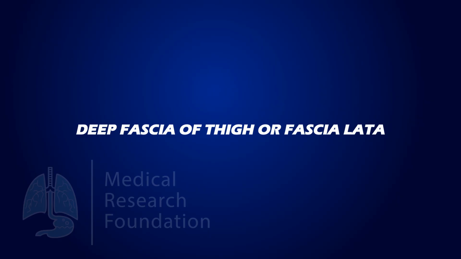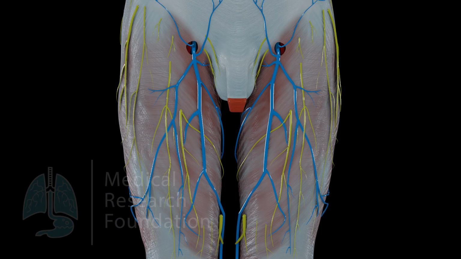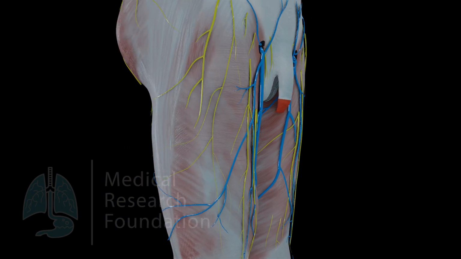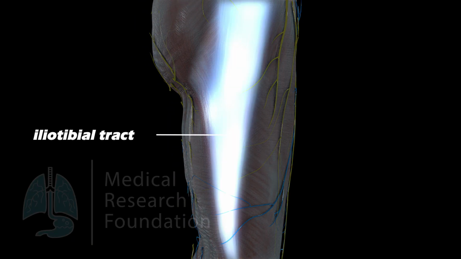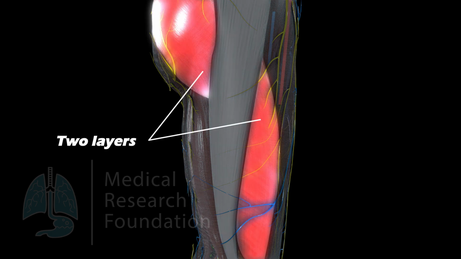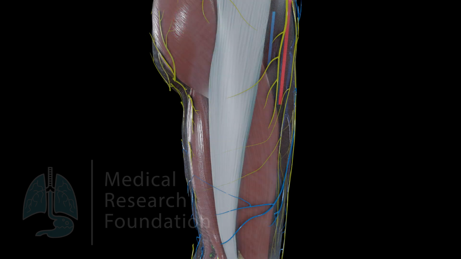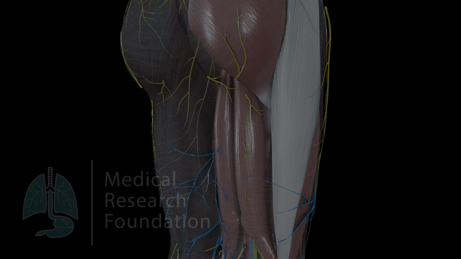Deep fascia of thigh or fascia lata. Modifications of fascia lata, iliotibial tract. The fascia lata is thickened laterally, where it forms a 5 centimeter wide band called the iliotibial tract. Superiorly, the tract splits into 2 layers. The superficial lamina is attached to the tubercle of the iliac crest.